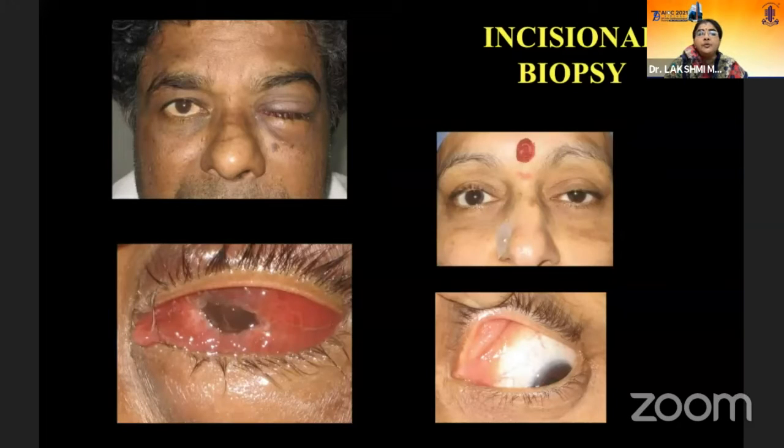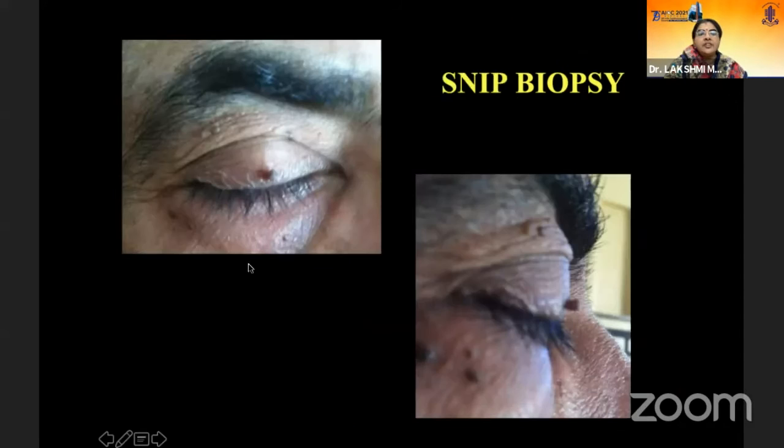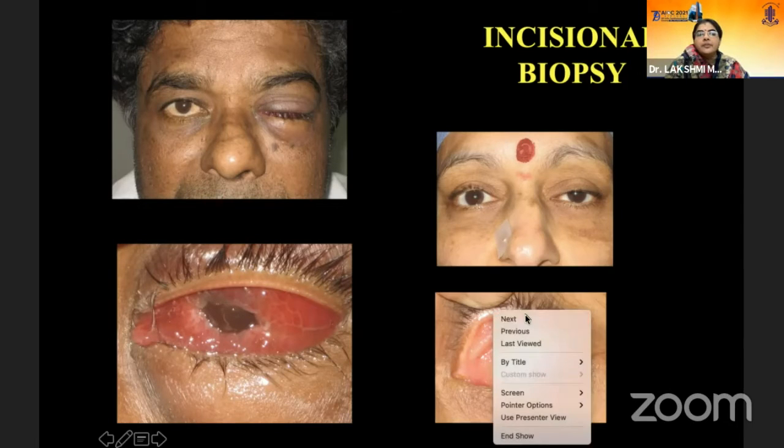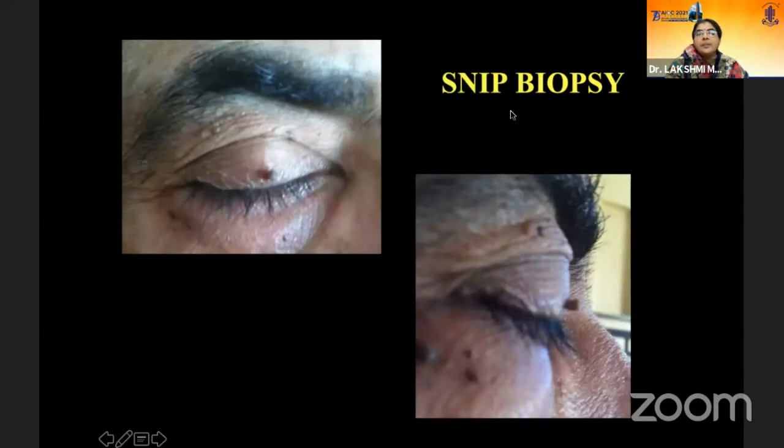Incisional biopsy, sometimes you'll have to do. There are different types of biopsy for eyelid lesions. Here, this was a leukemia. And this was a lymphoma. She came for ptosis surgery, but when I retracted, I saw the salmon pink patch. So that was an incisional biopsy. These are snip biopsies. We just take hold of the wart and snip it off.